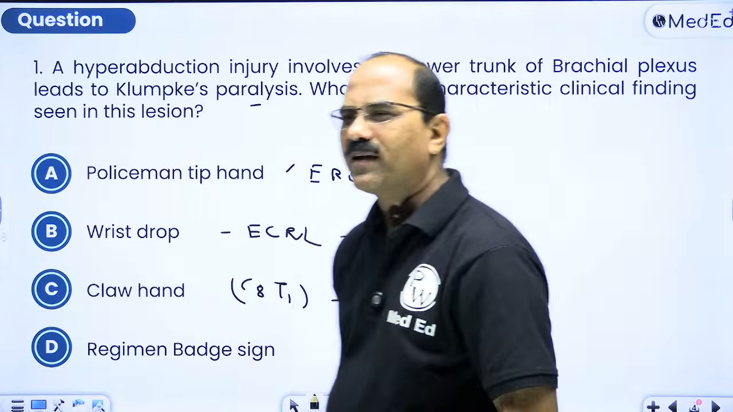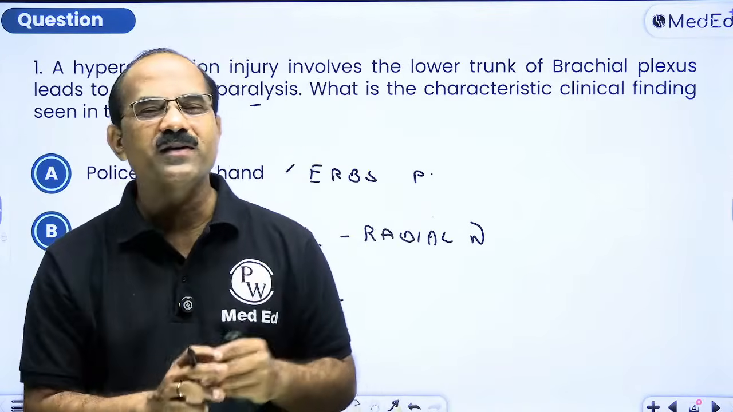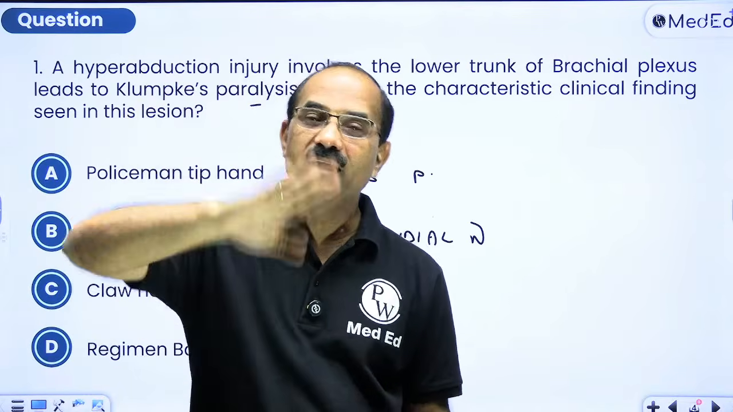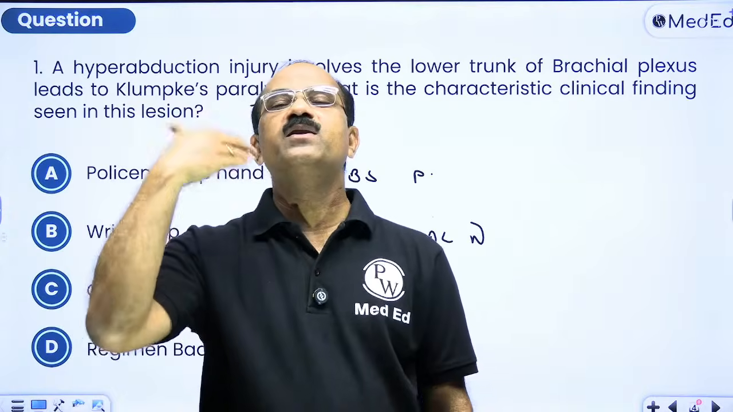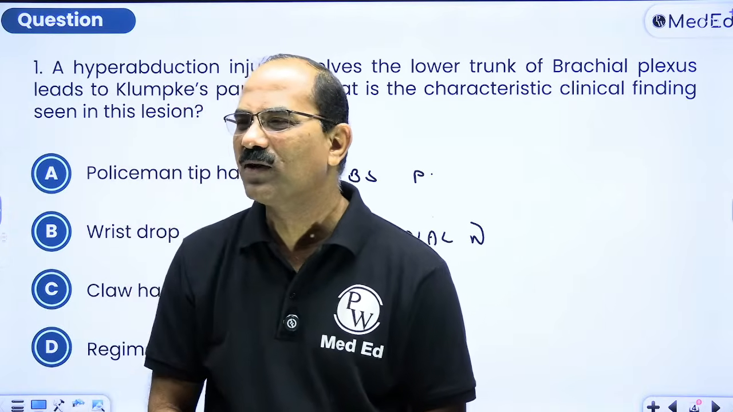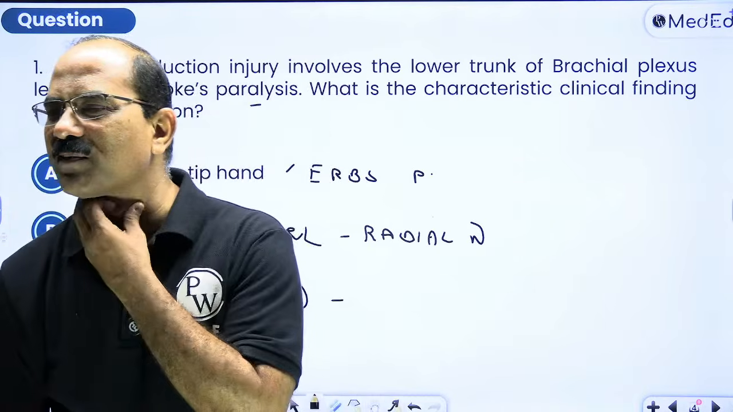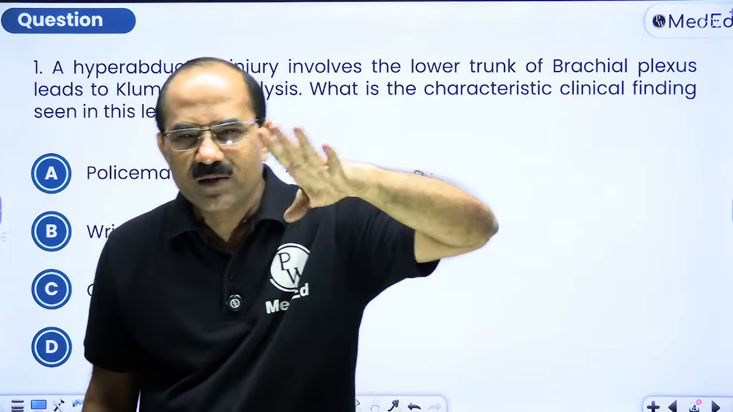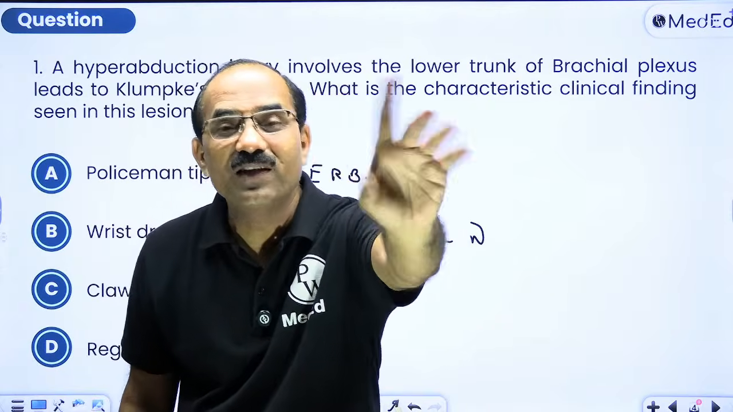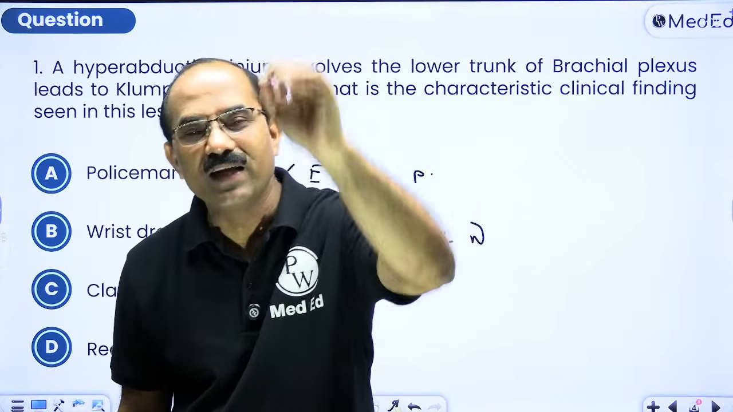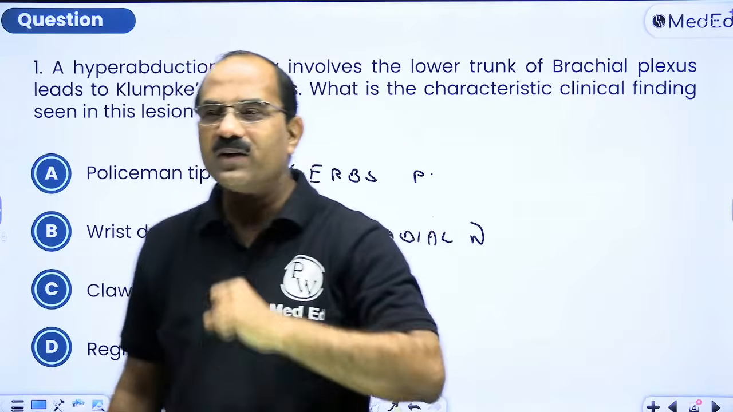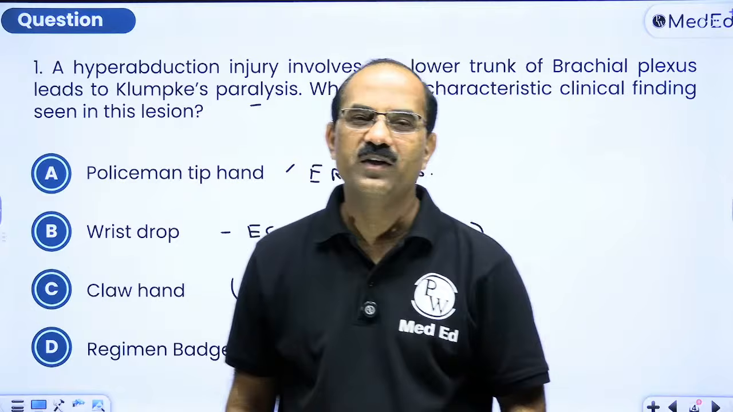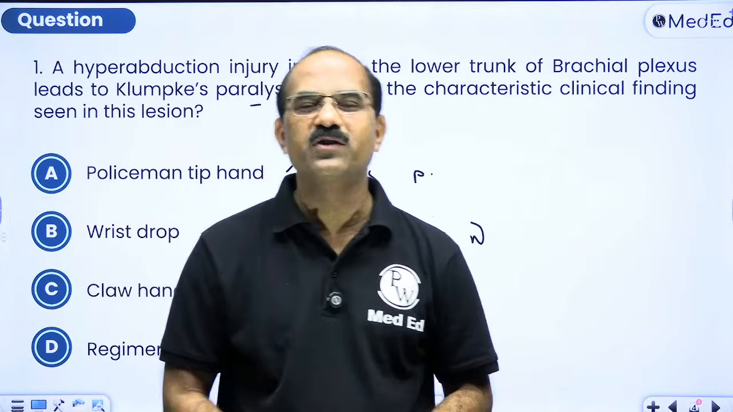Finger drop कब होता है? Can anyone tell me when do we get a finger drop? Extension of fingers, ये कौन करता है? Extension of fingers is done by extensor digitorum. What is the nerve which supplies the extensor digitorum? Yes, Abhishek. Yes, Paras. The nerve which supplies the extensor digitorum is not the radial nerve. It's the posterior interosseous nerve. So जब posterior interosseous nerve का lesion होता है, we get a finger drop. So finger drop is due to posterior interosseous nerve lesion.